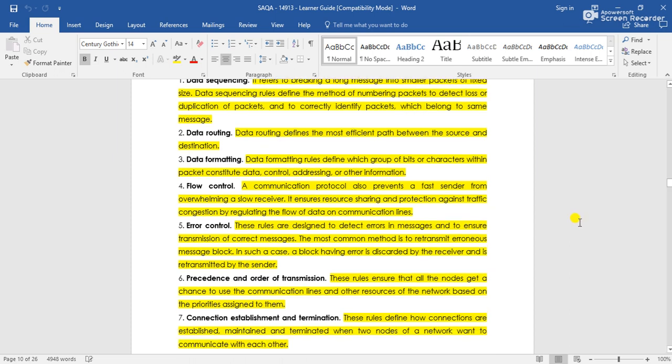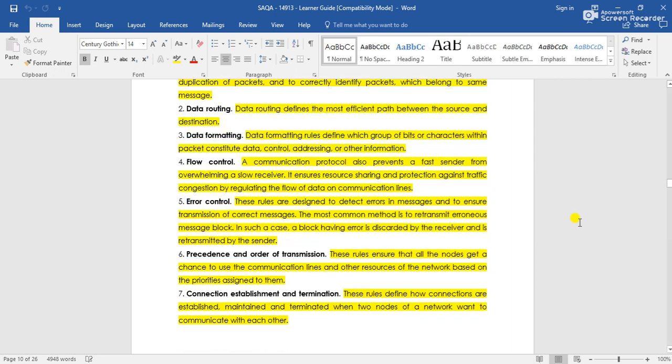Error control rules are designed to detect errors in messages and to ensure transmission of correct messages. The most common method is to retransmit the erroneous message block. In such a case, a block having an error is discarded by the receiver and is retransmitted by the sender.